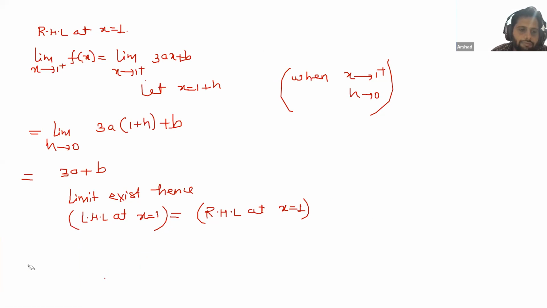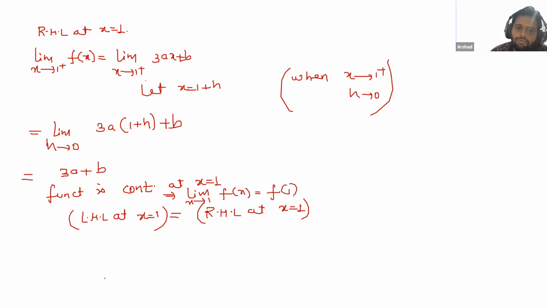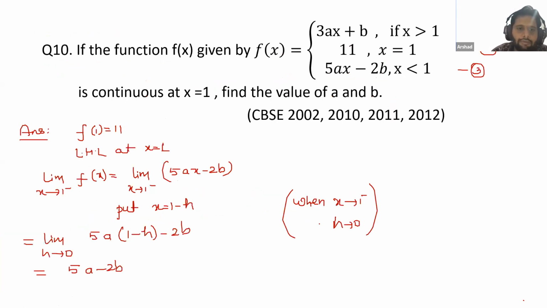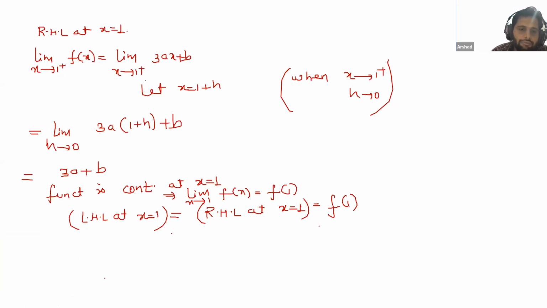We will write that the function is continuous at x is equal to 1. Therefore, this implies limit x tends to 1, f(x) is equal to f(1). So that means LHL is equal to RHL is equal to f(1). What is the value of f(1)? It is 11.